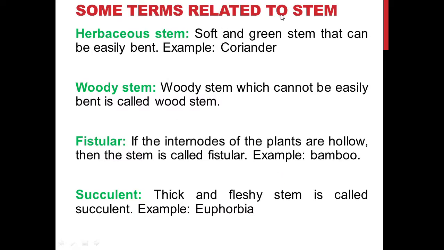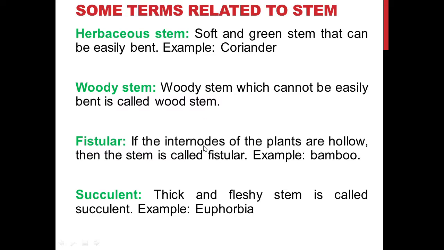Some terms related to stem. So first of all, herbaceous stem. Herbaceous stem is soft and green stem that can easily bend. For example, coriander, you can easily bend the stem. Woody stem, which cannot be easily bent, is called woody stem.